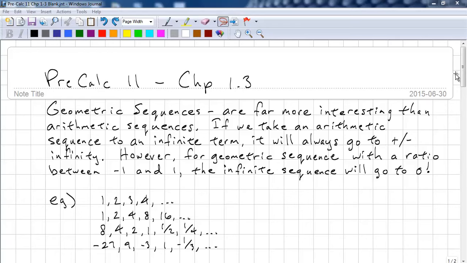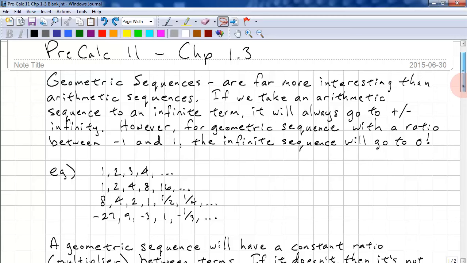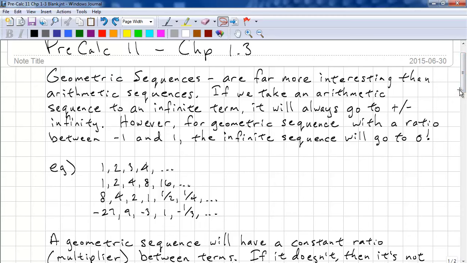This is Pre-Calc 11, Chapter 1.3. We're going to look at geometric sequences. These are more interesting than arithmetic sequences. If we take an arithmetic sequence to an infinite term, it'll always go to plus or minus infinity. However, for a geometric sequence with a ratio between -1 and 1, these infinite series will go to 0 if we use limits.